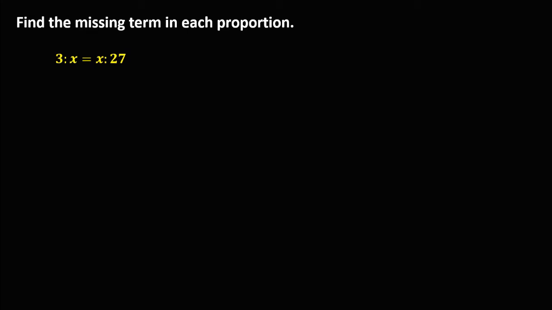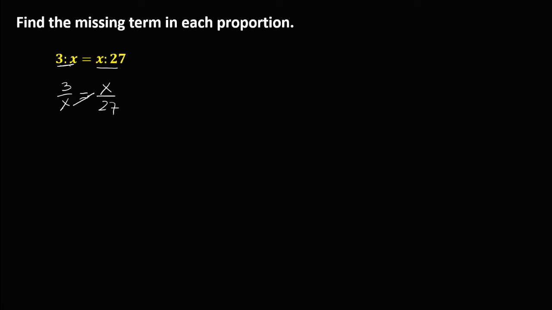Samahan niyo ako sa problem na ito. So find the missing term in its proportion. 3:x is equal to x is to 27. First we need to rewrite this ratio in fraction form. So 3:x is equal to 3 over x, then x is to 27 is equal to x over 27. Then apply cross multiplication.